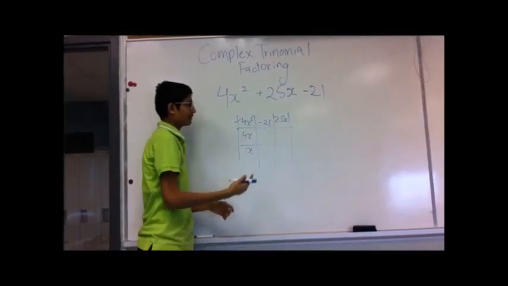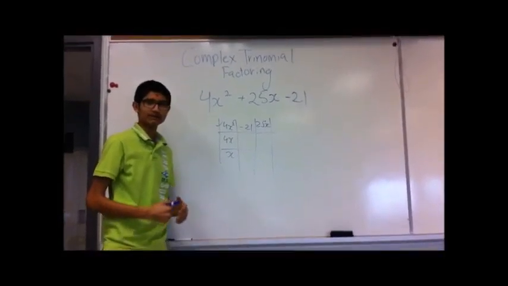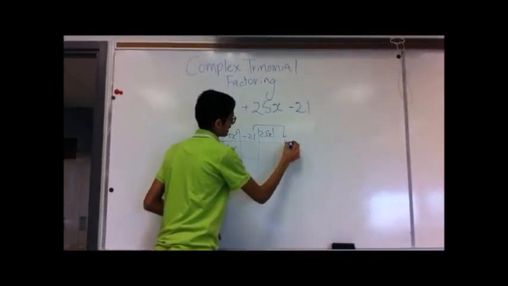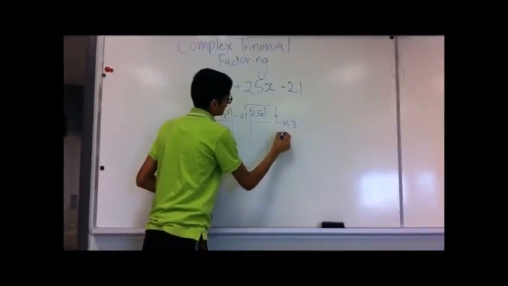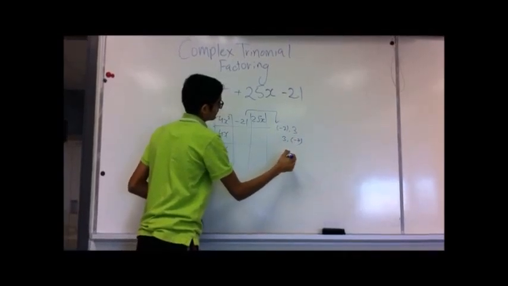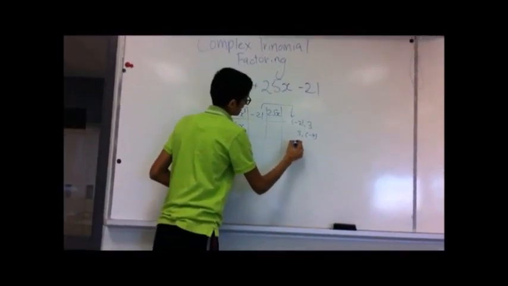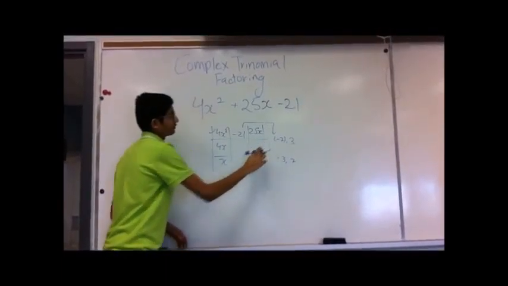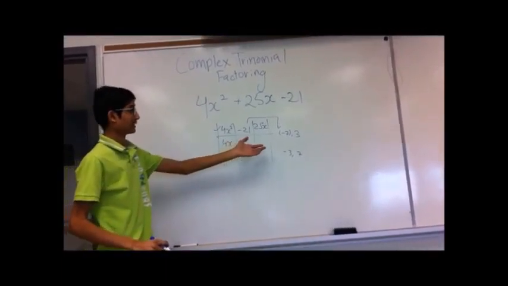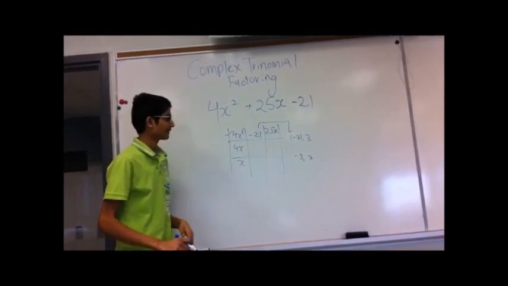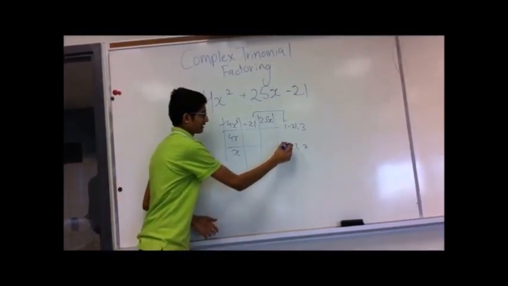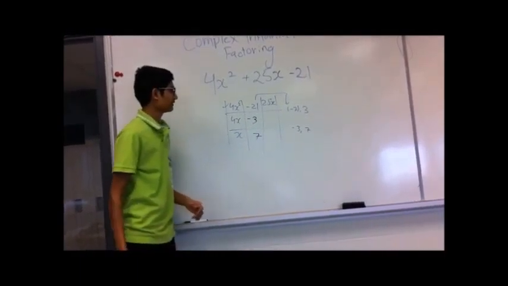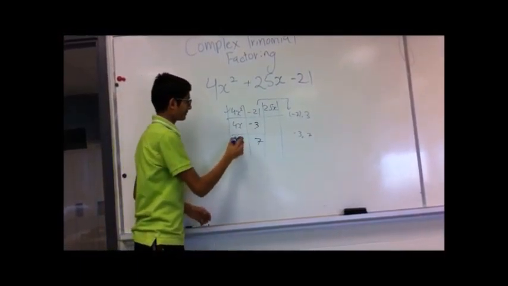We have to think what two numbers when multiplied give negative 21. So we'll list out the possibilities. There's negative 7 and 3, 3 and negative 7, and negative 3 and 7. The first two are the same, so these are the only possibilities that give negative 21. So let's just try the second one, negative 3 and 7. Now we use the cross multiplication method.